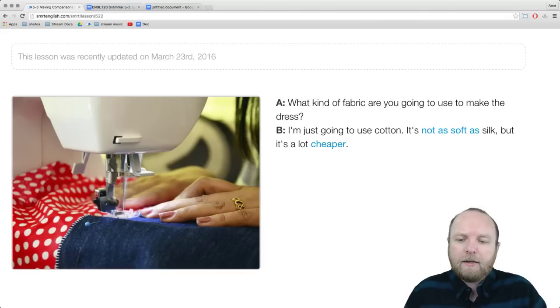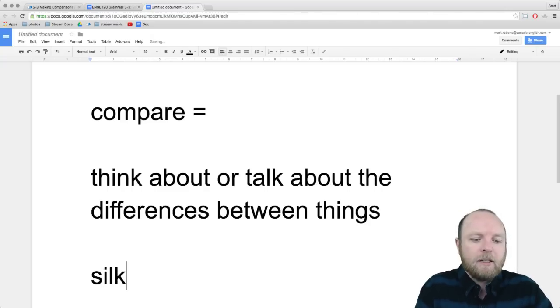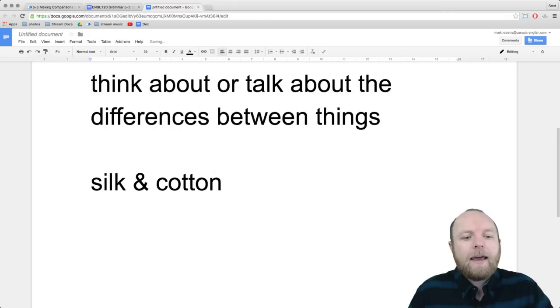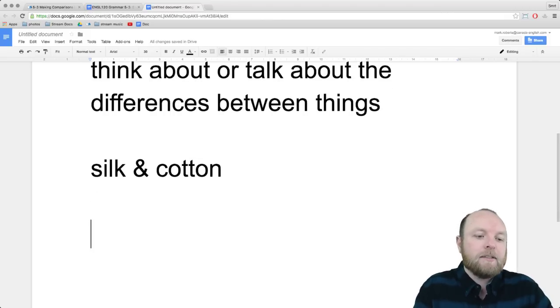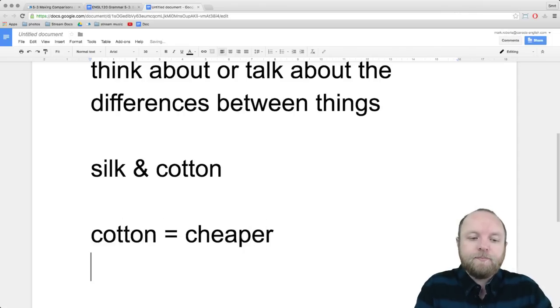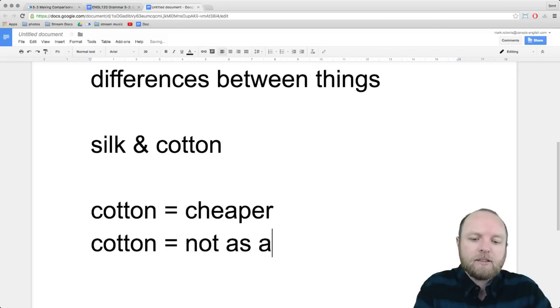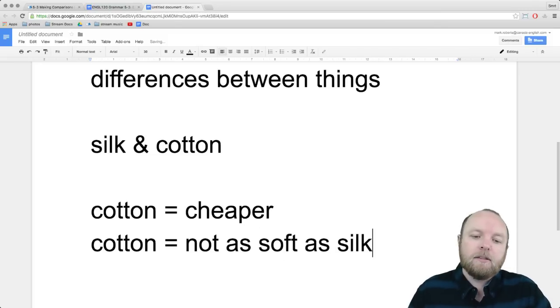Now, cotton is not as soft as silk, but it's a lot cheaper. It's a lot cheaper. Okay. So you can see here that we're comparing silk and cotton. All right. And the comparison is, cotton is cheaper, right? But also cotton is not as soft as silk.